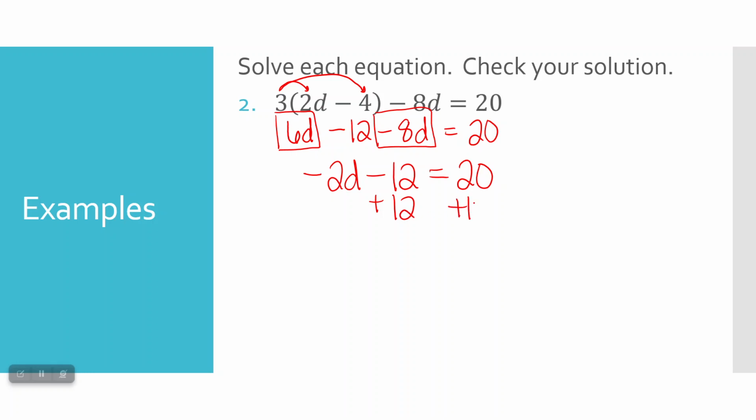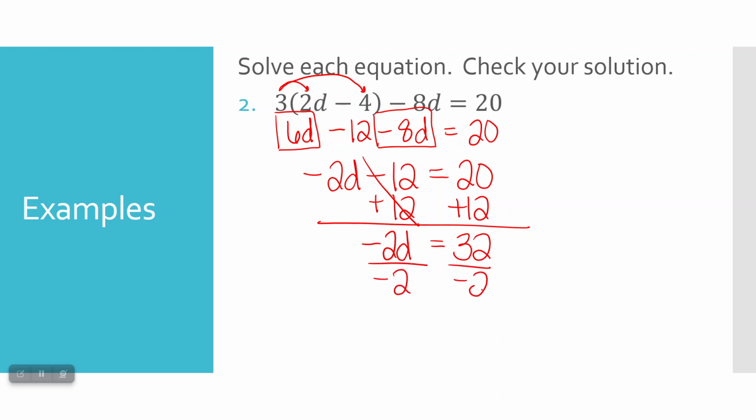Adding 12 to both sides to cancel out the minus 12. We bring down the negative 2d, don't forget about that negative sign. 20 plus 12 is 32. Dividing both sides by negative 2, we get d equals negative 16.